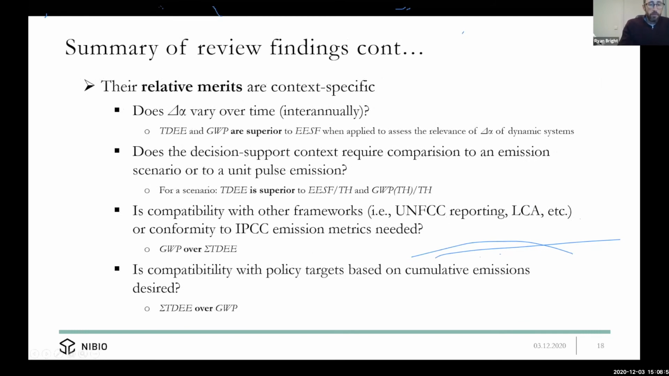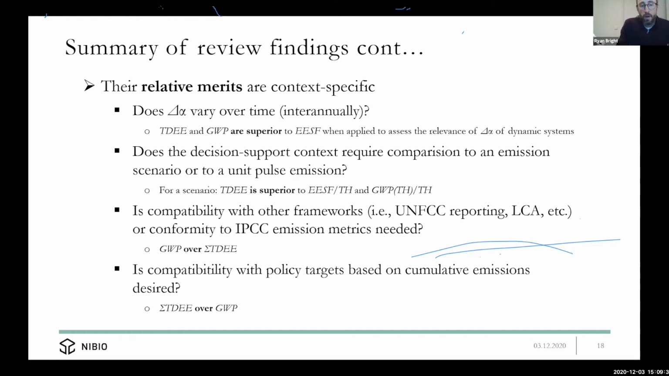So we concluded in our review that not one of these metrics can be claimed to be superior to the others. Their merits are really relative and depend a lot on being in the correct context in which they're applied. For example, the TDEE and the GWP and their variants have more merit than the EESF measure when the surface albedo for the land system under scope has a strong interannual time dependency. This is even despite the added uncertainty which is introduced to define this time dependency.